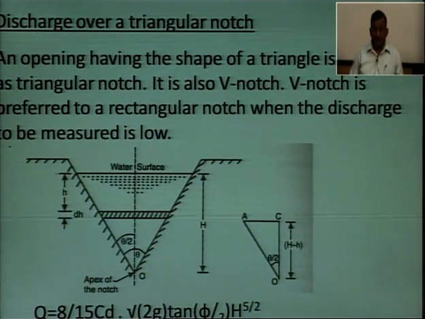Then discharge over a triangular notch. This is a triangular notch, and this is the angle theta at which it is made. It may be a right angle, then theta is 90 degrees. An opening having the shape of a triangle is referred to as a triangular notch. It is also known as a V notch. A V notch is preferred to a rectangular notch when the discharge to be measured is low. From this formula we calculate the discharge: it is equal to 8/15 CD root 2g tan(theta/2) H raised to power 5/2.